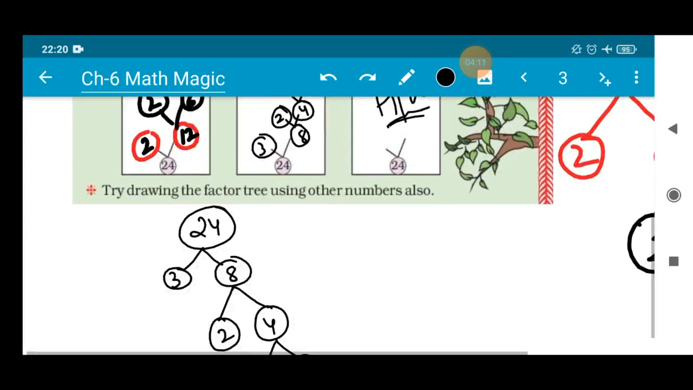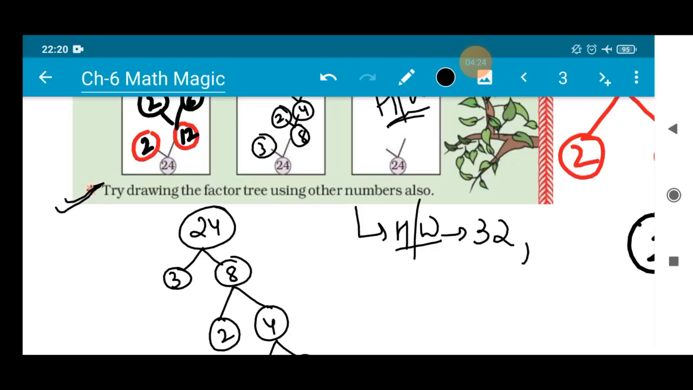Now next, try drawing the factor tree using other numbers also. Suppose I'm giving you this as a home assignment. We have found it for 24, we have found it for 18. Now your work is to find the factor tree of 32 and 54. This too will be a home assignment. Comment down what factor trees you are getting.